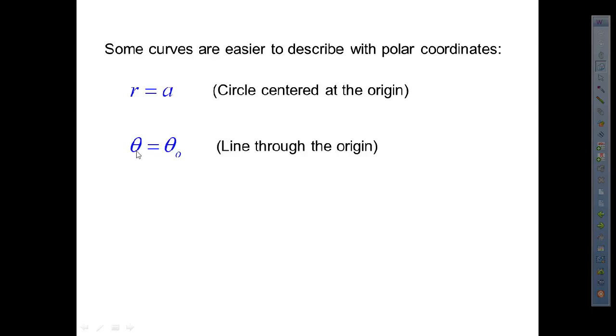Now, theta equals theta naught, or theta sub 0, is just a line through the origin.